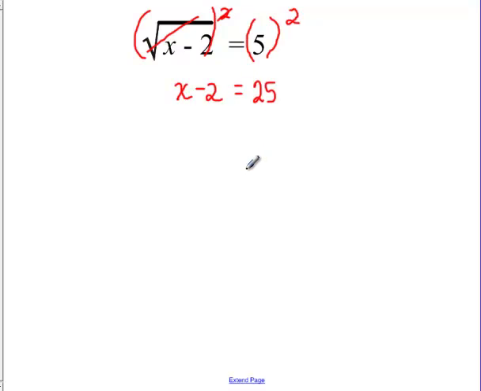Oh my gosh, that can't be right. Is it really this easy? Oh my goodness, this is like a 5th grade problem. So what's x equal to? I'm assuming it's 27. Woohoo!